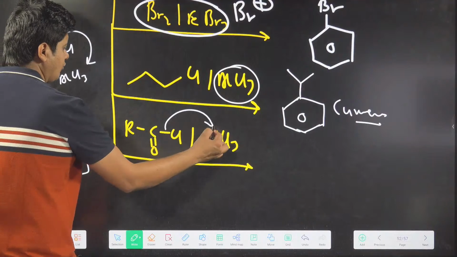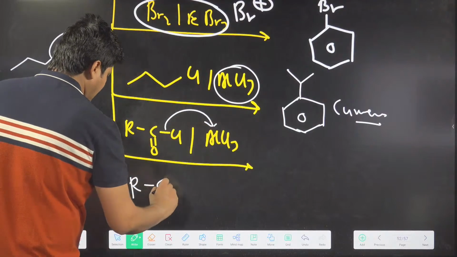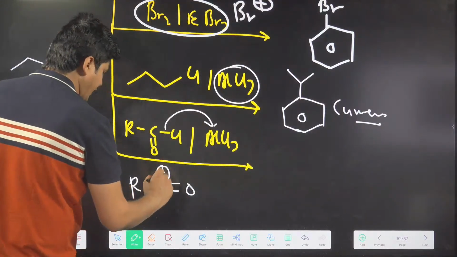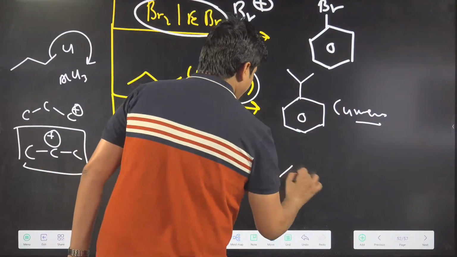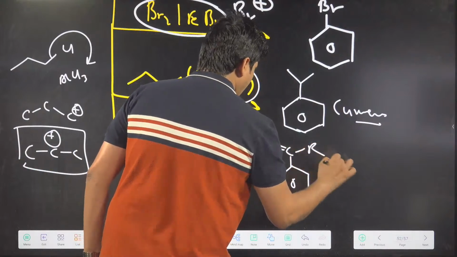Cl minus goes towards AlCl3. So Cl minus is removed. What is left? RC double bond O plus. This electrophile is formed. This is going to bind with the benzene ring. What product will be there? This C double bond OR is formed.